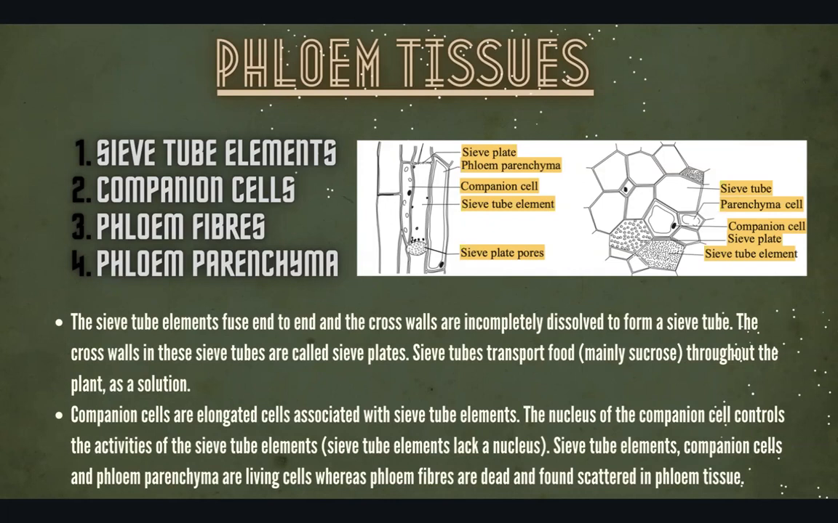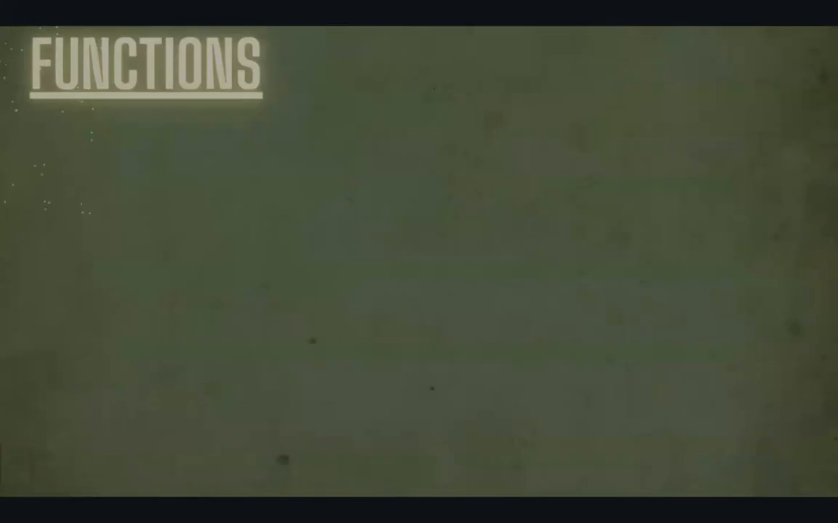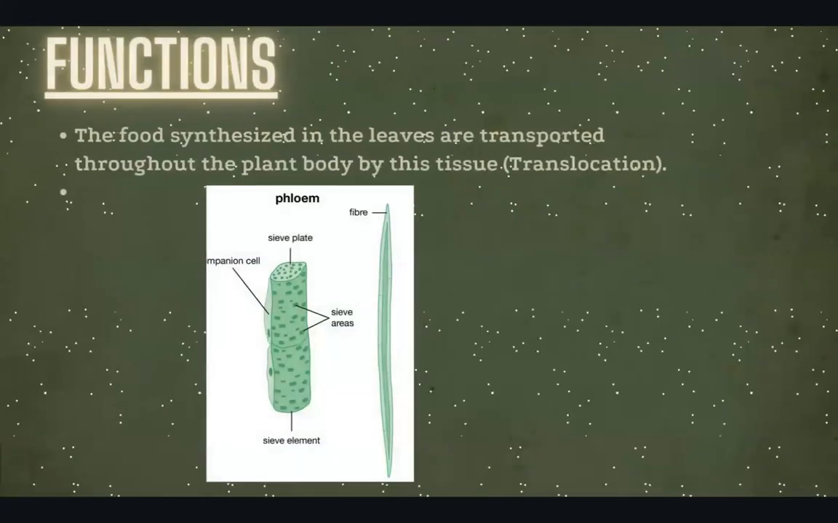So as before in xylem tissue, we learned that a xylem vessel element, tracheids and then xylem fibers, they are dead due to the lignification of the plant body, and then phloem and xylem parenchyma are living cells. Next, functions. Well, the food synthesized in the leaves is transported throughout the plant body by this tissue, which is another name we can also identify as translocation.